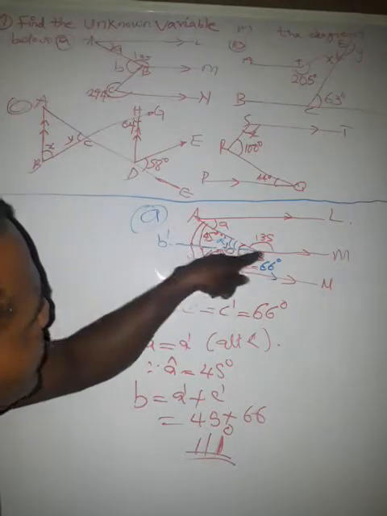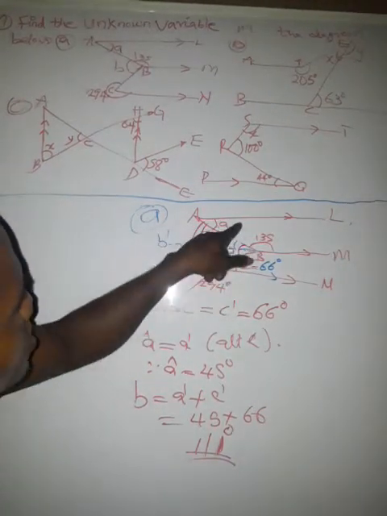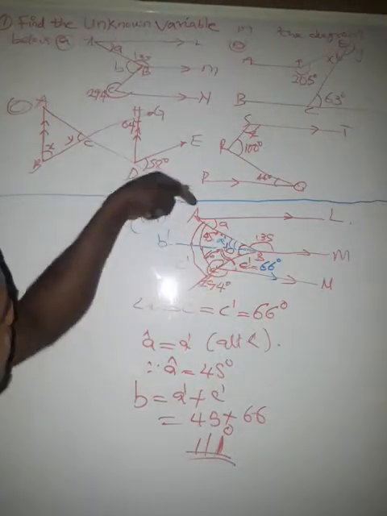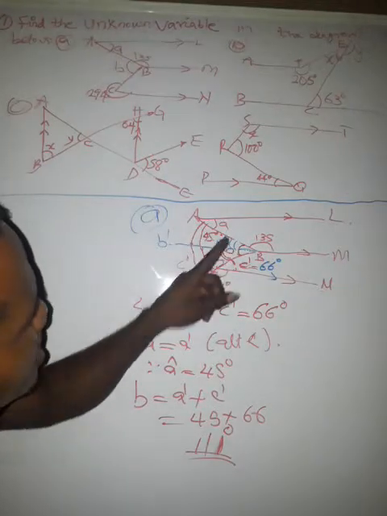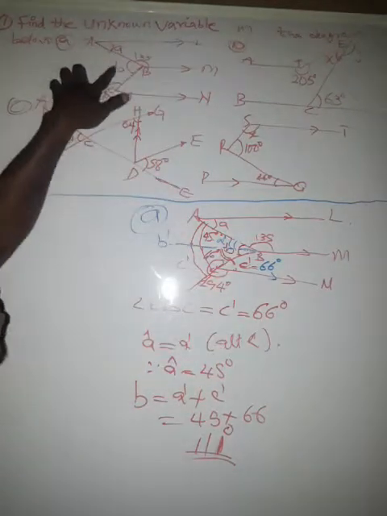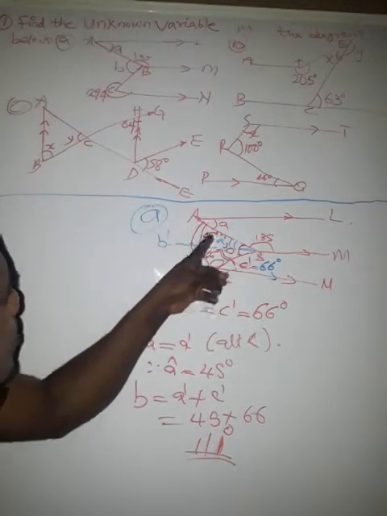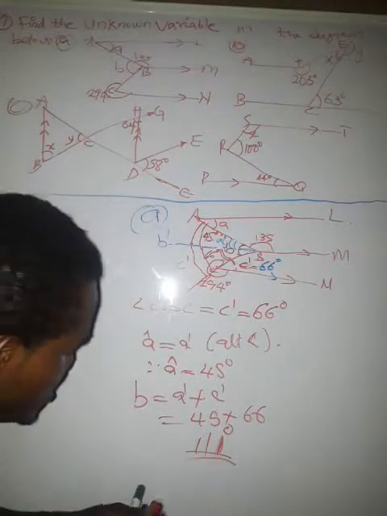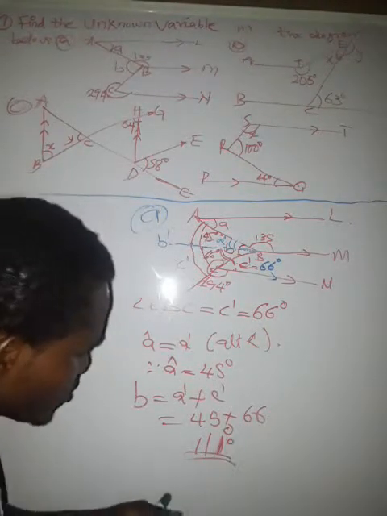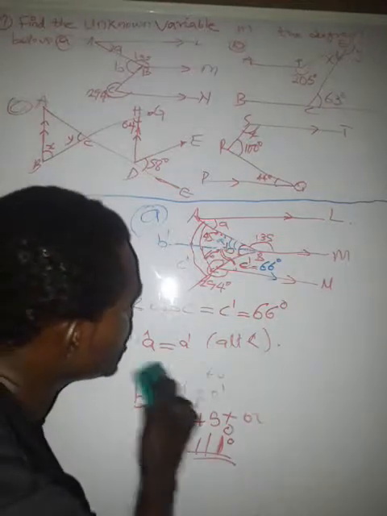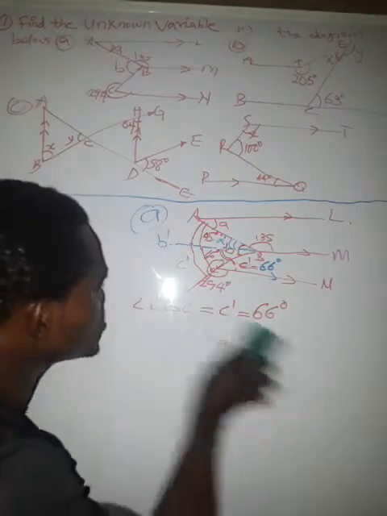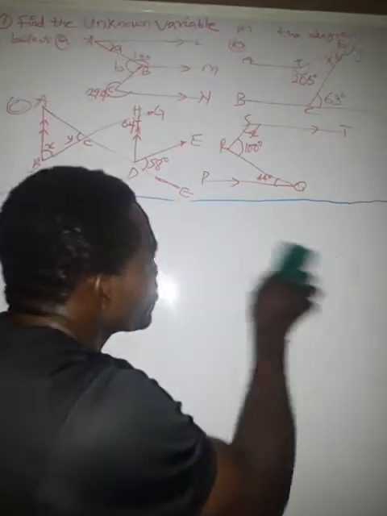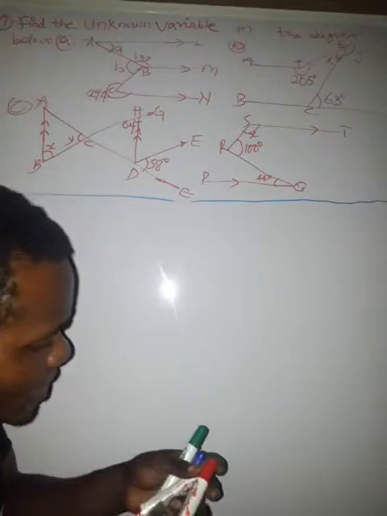So from this line to this line, this angle is alternate to this angle. So we are saying A is 45. Now, if A is 45, from this place to this place is the B that we are looking for from the question. See where B is. So I can now say 45 plus 66. That will give me 111 degree. So that's how you solve for an unknown variable in this kind of question. So I think we understand this one. If you don't grasp it, you can watch the video over and over again.